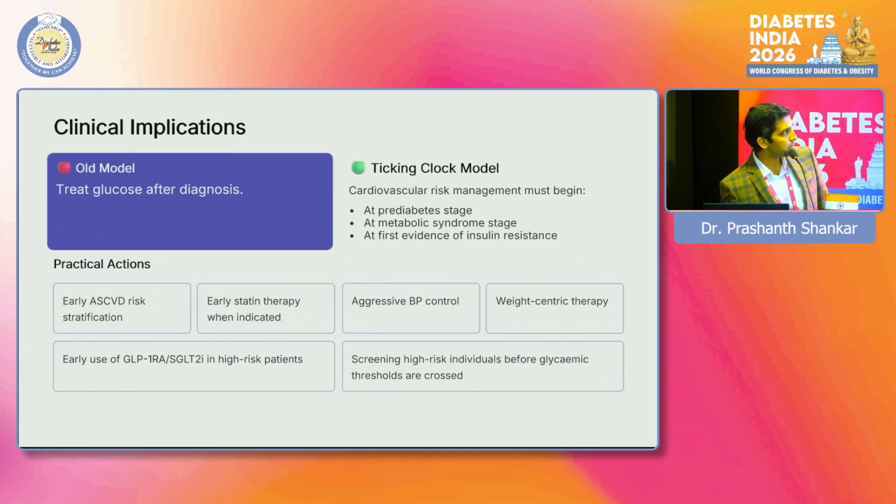So what are the clinical implications? The old model meant that we treat glucose after diagnosis. The ticking clock model tells that cardiovascular risk management must begin at the prediabetes stage, at the metabolic syndrome stage, at the first evidence of insulin resistance. So what are the practical actions? Early ASCVD stratification, early statin therapy, aggressive BP control, weight-centric therapy, early use of drugs like GLP-1RA and SGLT2 inhibitors, and screening in high-risk individuals before the glycemic thresholds are crossed. And this is exactly what the previous speaker was mentioning too.